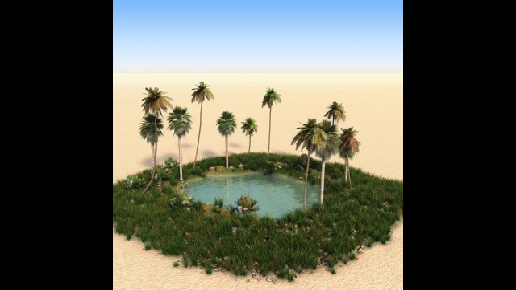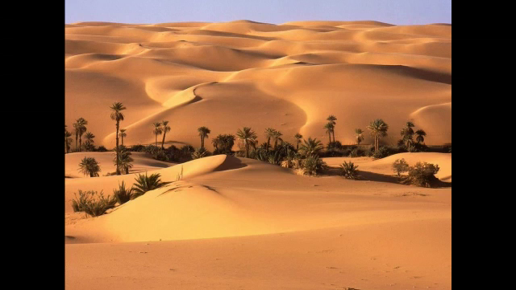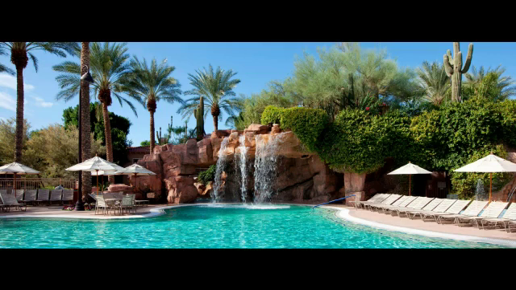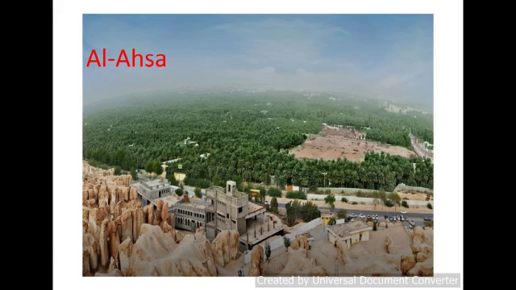Okay, then what is an oasis? An oasis is an underground water pool. Oases provide habitat for people and animals because it is a fertile area. Al Asha in Saudi Arabia is the largest oasis. A lot of settlements and markets are here.